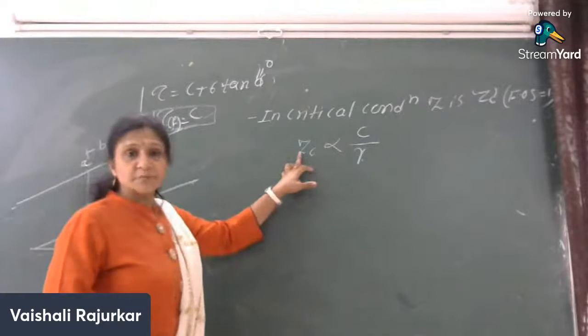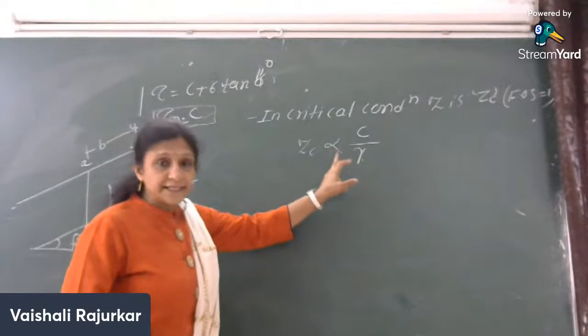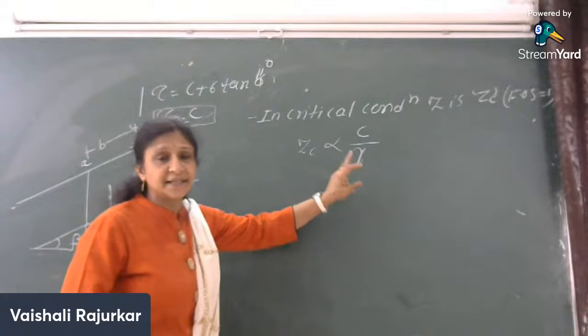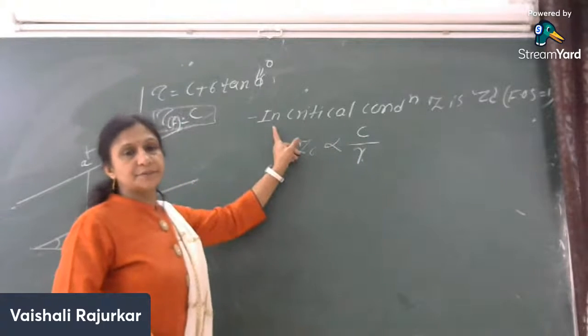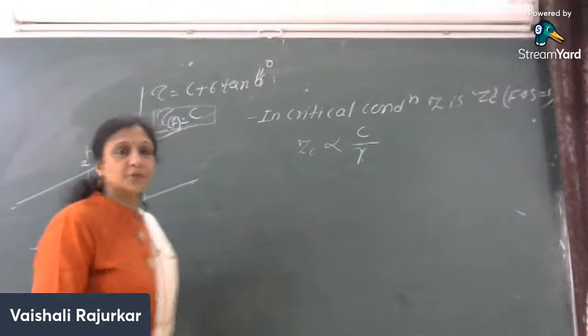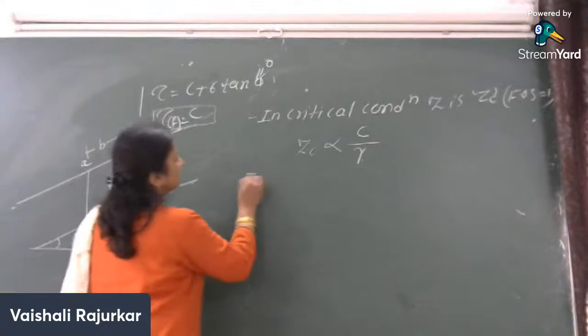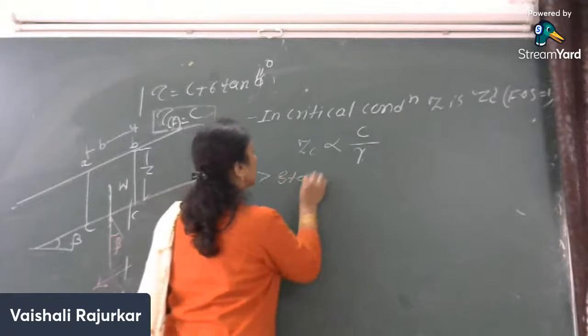If cohesion is more, ZC is more. But if density increases, ZC becomes reduced. Therefore, ZC is directly proportional to C and inversely proportional to the density of the soil. If density is more, ZC will be less. And for a given slope of ZC, the dimensionless quantity called the stability number is denoted by S.